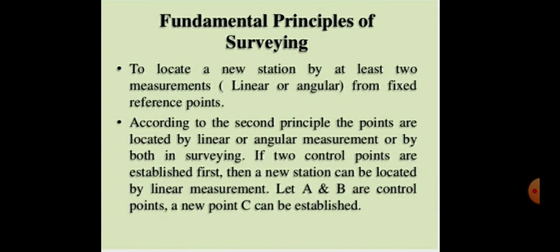Next is to locate a new station by at least 2 measurements. The next principle is that you locate a point with the help of 2 measurements, or 2 reference points, which are the fixed and known reference points. According to the second principle, the points are located by linear or angular measurements, or by both, in surveying. If 2 control points are established first, then a new station can be located by linear measurements. Let capital A and capital B be control points and point C can be established. So it is given that A and B are the control points and C is the point which has to be established.